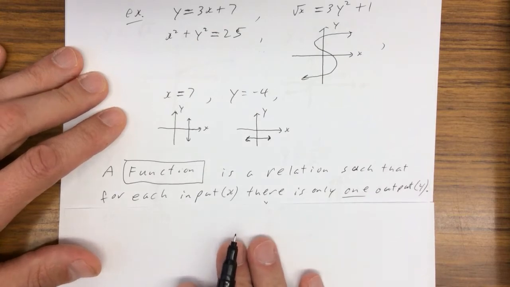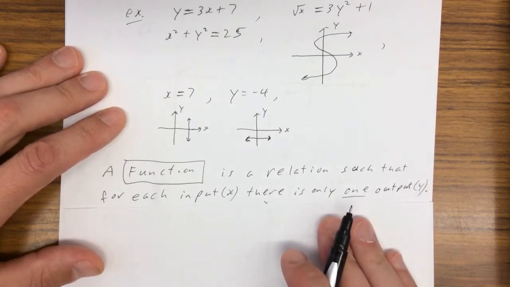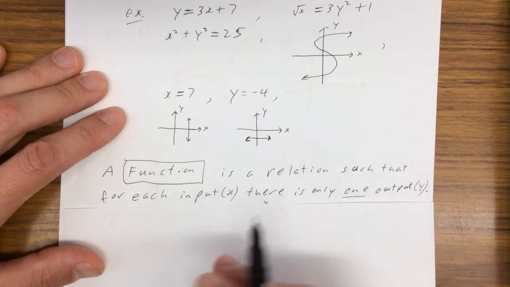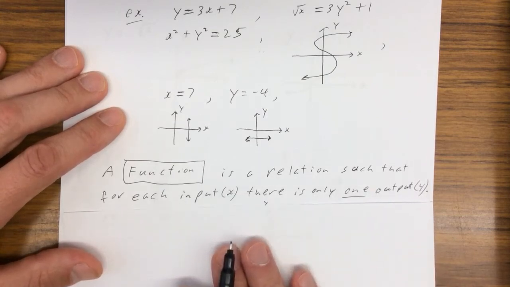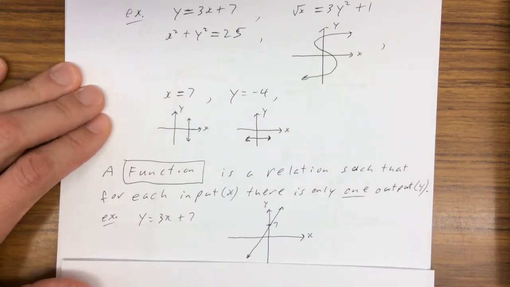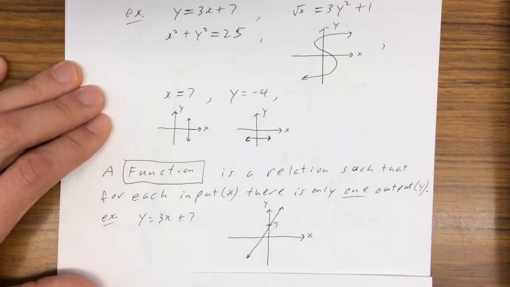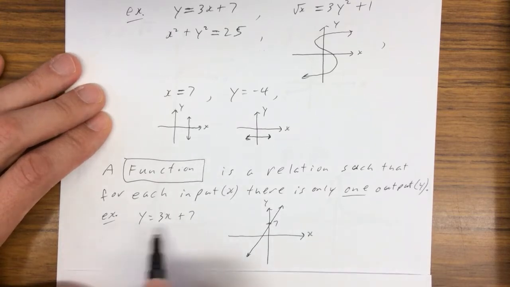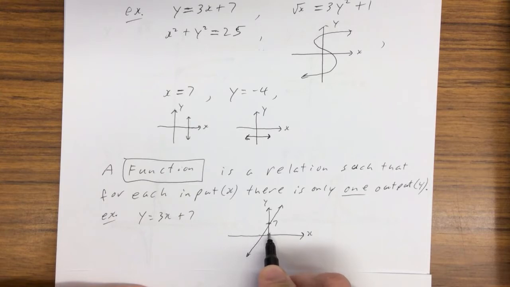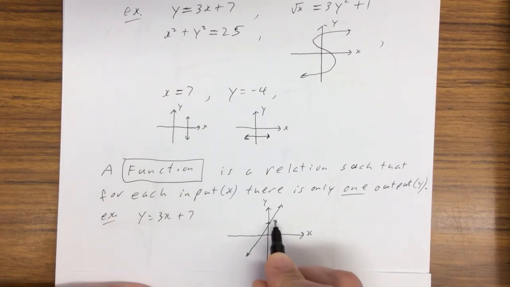Now for every output there could be more than one input, and we'll see examples of that in just a second. But here are some examples of functions. Okay, as we discussed before, linear, y equals 3x plus 7, that is a function. Because for every x value along here, you go up and hit that function, and you only have one y value.